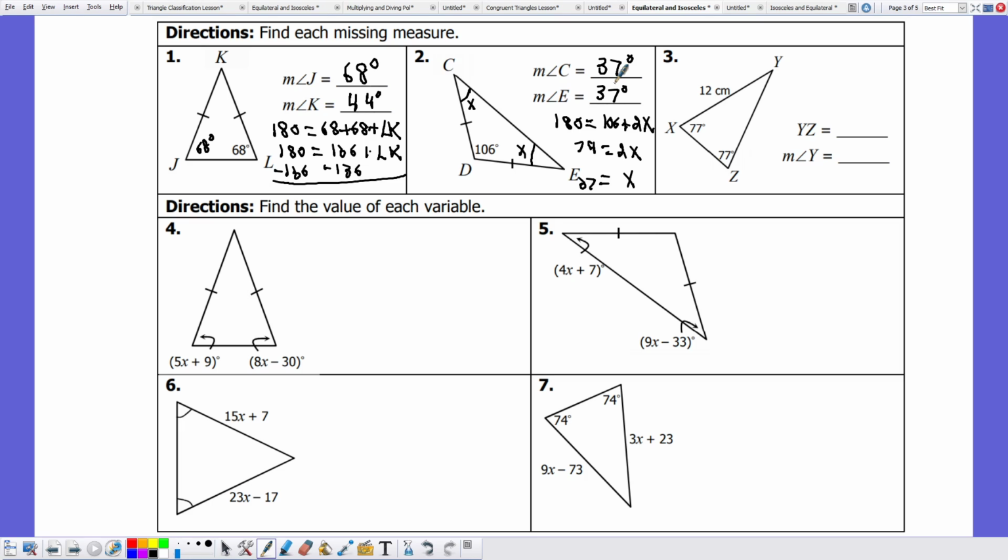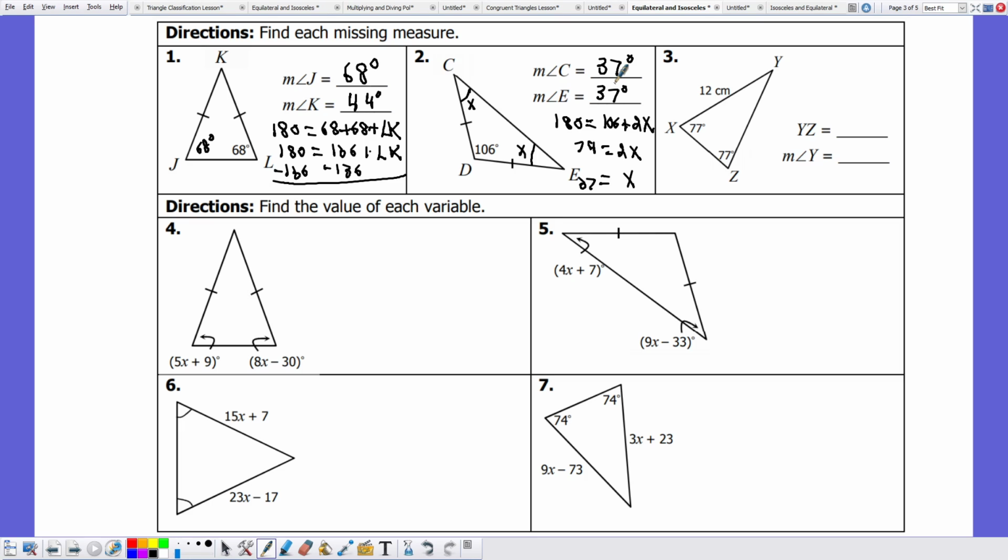Okay, so where can we go from this part? Well, part 3 says to find YZ and the angle at M, the measure of angle Y.